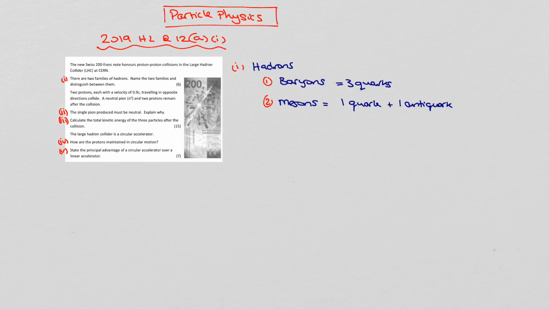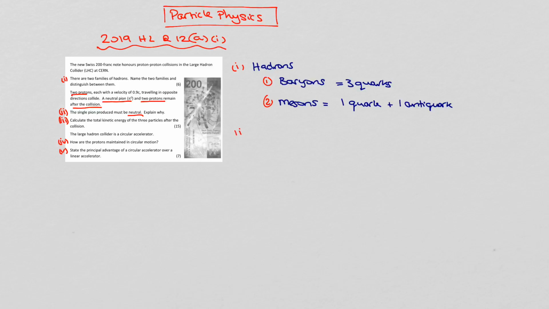So the next part of our question looks at this collision, right? So we have 2 protons and each have a velocity of 0.9 c, which means they are 0.9 times the speed of light, and they're travelling in opposite directions and they collide. And we're told that we have a neutral pion and 2 protons remaining after the collision. And it says the single pion produced must be neutral, right? So this pi to the power of 0, the 0 is telling us that's neutral. And they're saying, well, why is this the case?